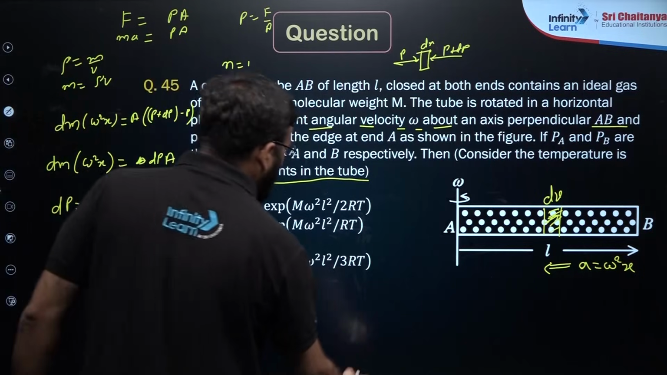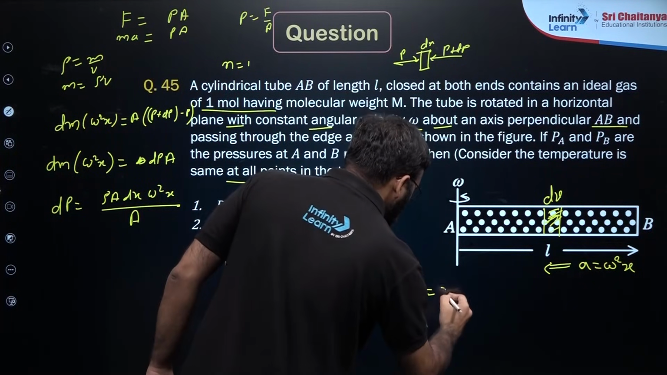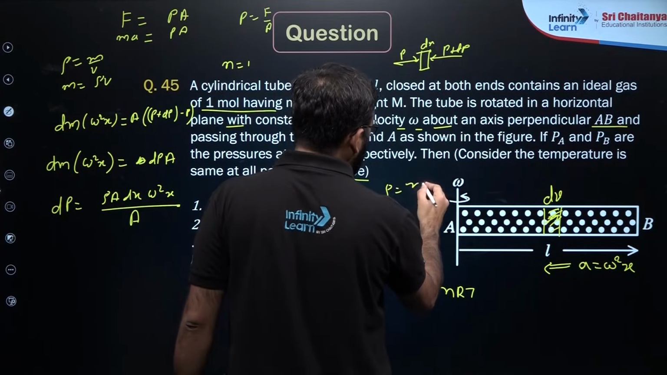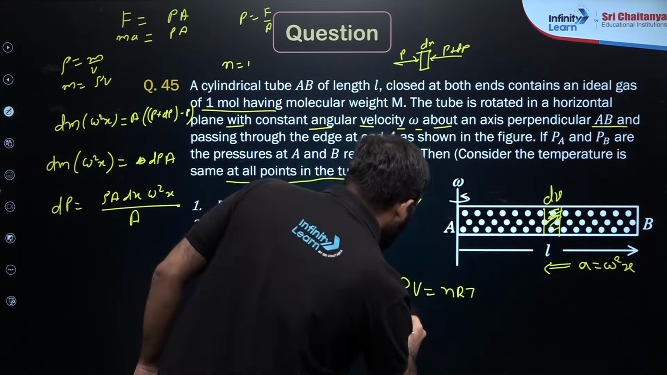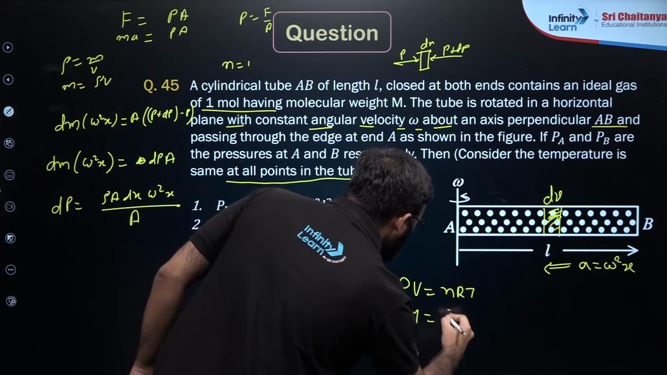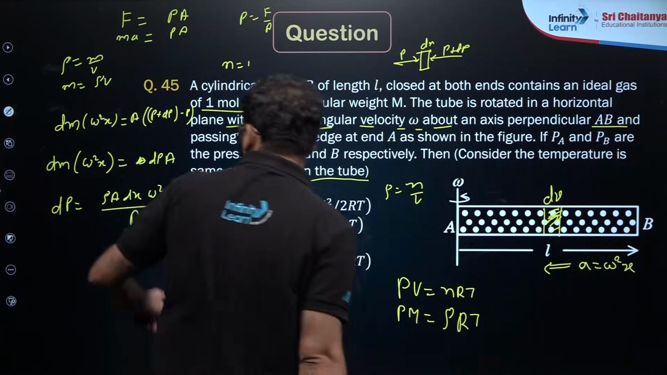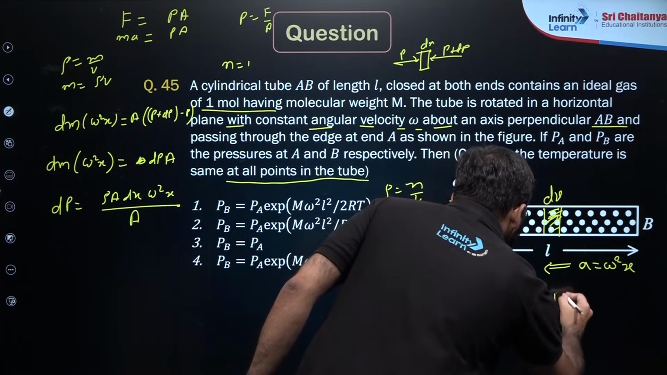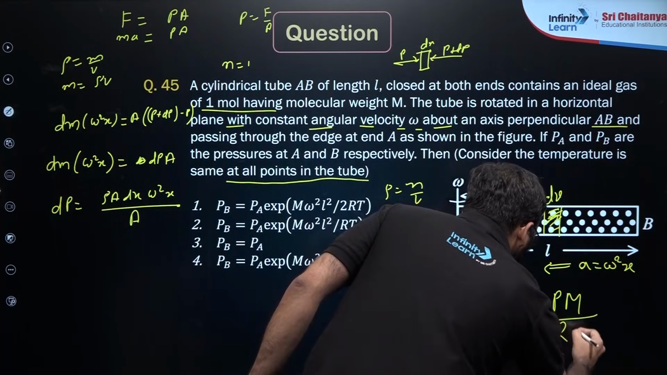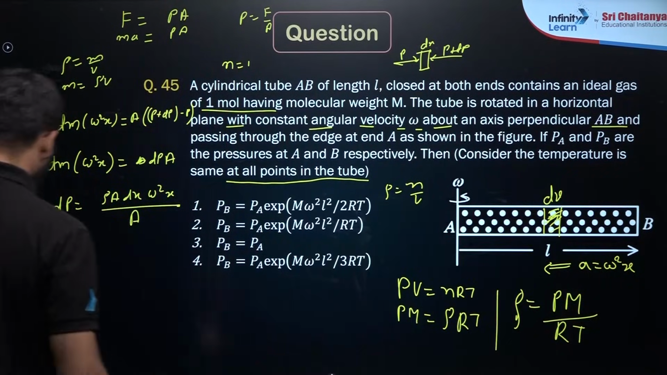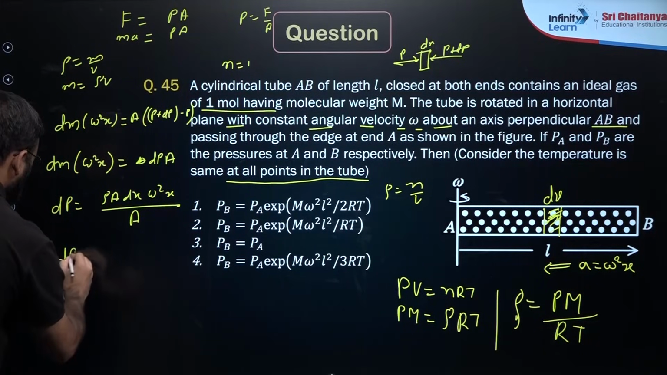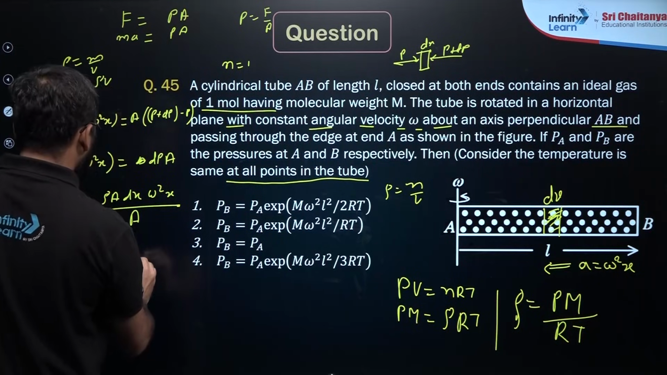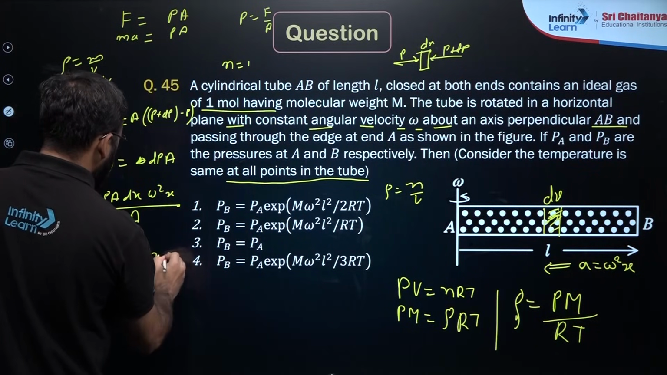Now PV equals nRT, where V is the volume and rho equals M upon V, so PM equals rho into RT. So rho equals PM upon RT. This rho value you can put here: PM divided by RT into omega square x dx.